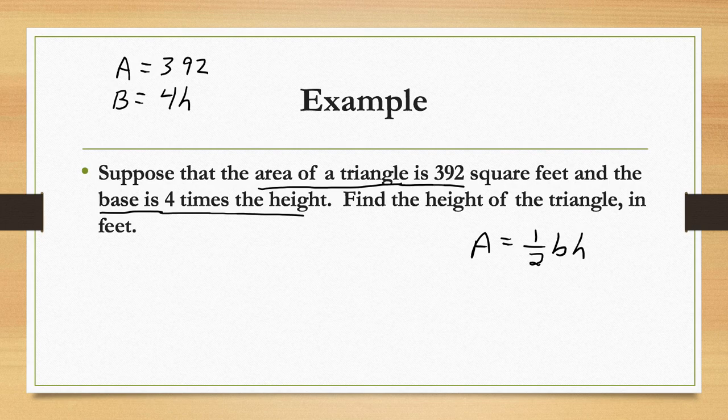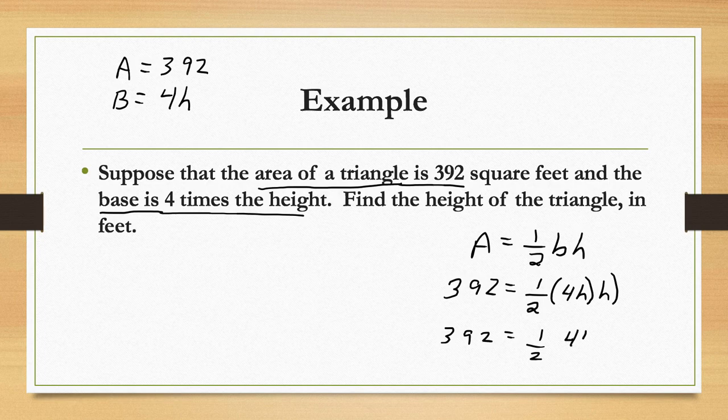So let's plug in what we know. I'm going to put a 392 in for the area. I'll leave the 1/2. In place of the base, I'm going to put 4H, and then we'll bring our other H down. So simplifying, I have 392 is equal to 1/2 times 4 times H, which would be 4H squared. So we know that half of 4 is 2, so I really have 392 is equal to 2H squared.